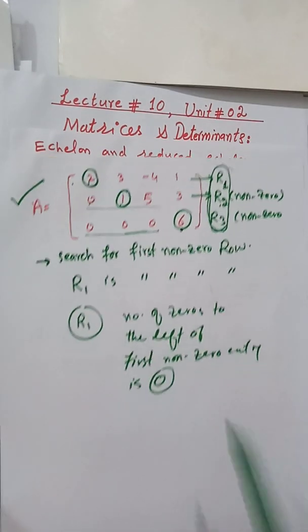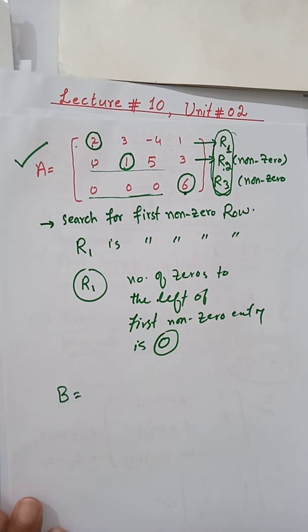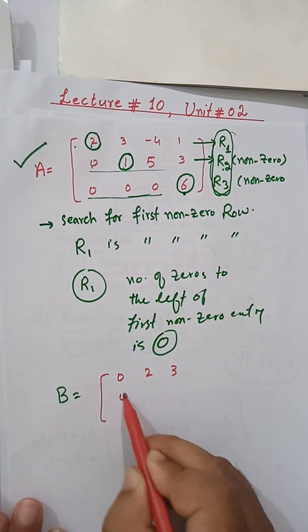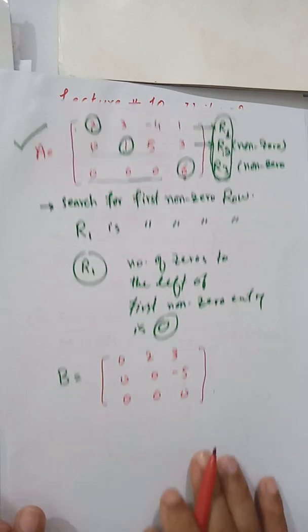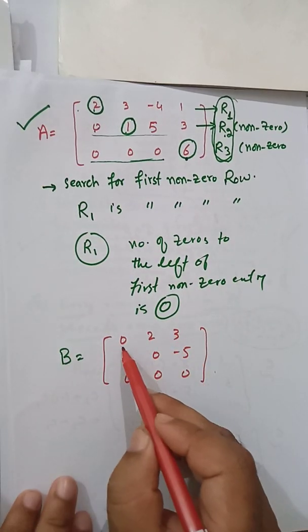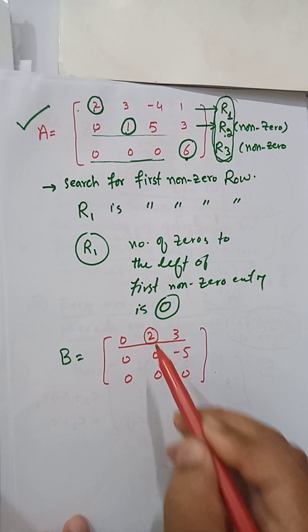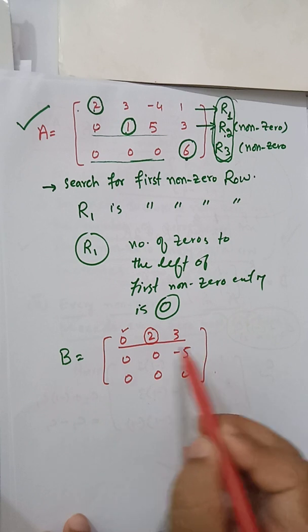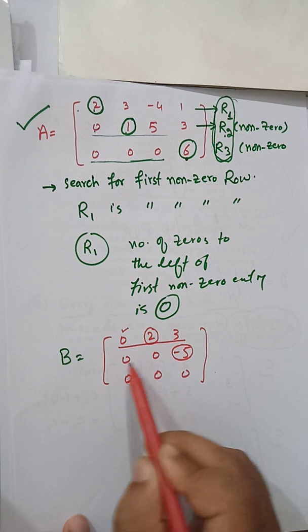Now if I consider a second example, let's say this is a matrix B, and this is 0 2 3, 0 0 minus 5, 0 0 0. So now this is your first non-zero row. You will first look at the first non-zero row. This is the first non-zero row, and this is your first non-zero entry. So before the first non-zero entry there is only 1 zero. Now in the second non-zero row, before the first non-zero entry, the number of zeros has increased.